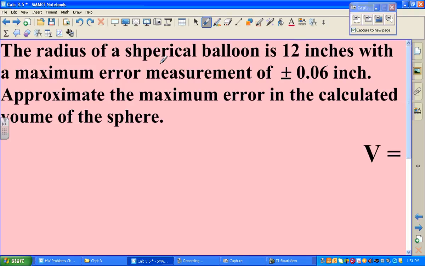The radius of a spherical balloon is 12 inches, with maximum error plus or minus 0.06. Approximate the maximum error in the calculated volume of the sphere. Ready? Chase, in your textbook, there's a definition for maximum error and relative error, I believe.